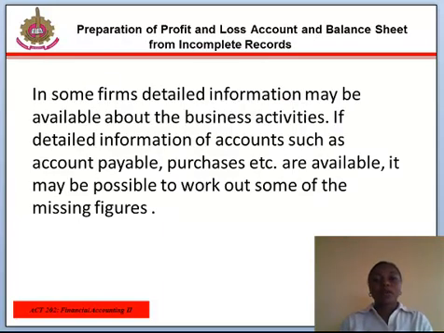Preparation of profit and loss accounts and the balance sheet from incomplete records. In some firms, detailed information may be available about business activities, such as details of accounts payable, purchases, cash received, sales, accounts receivable, bills payable, and cash payments with cash summary of transactions. It may be possible to work out some of the missing figures by using the logic of the double entry system of accounting, and this in turn will help in the preparation of the profit and loss account as well as the balance sheet.